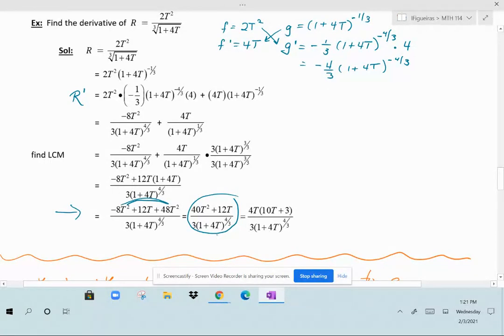You're essentially done at this point, but it's always a good idea to factor because sometimes something will cancel. So I factored out a 4t, and that leaves me with 10t plus 3 in the numerator. Nothing cancels with the denominator, so essentially these last two answers are both acceptable.